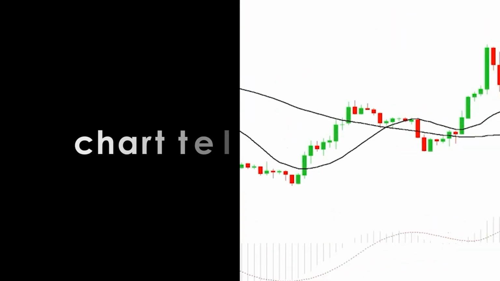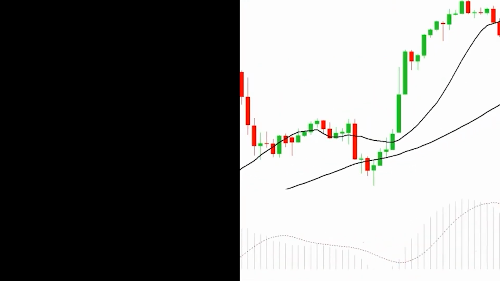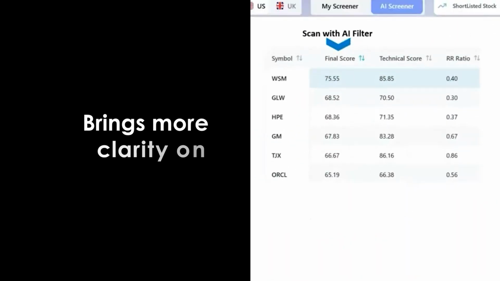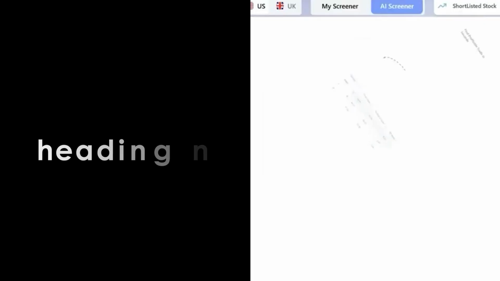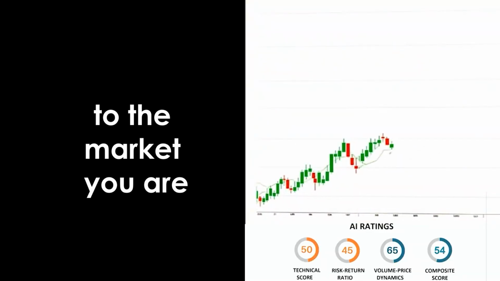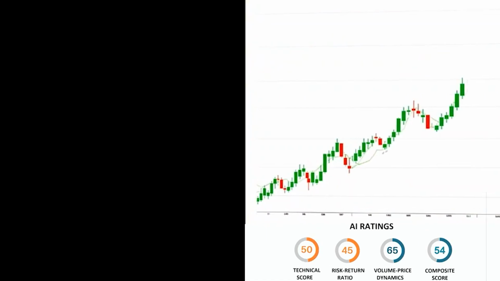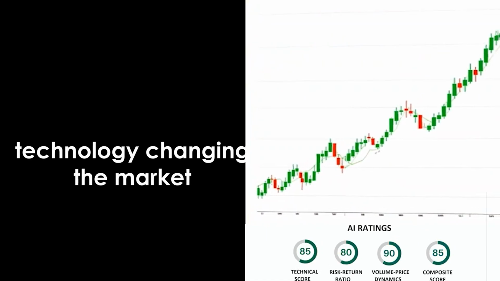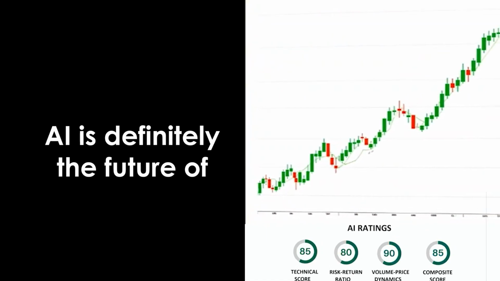Now you can see the chart tells you where the market is right now, but the AI stock screener brings more clarity on where it could be heading next. Combining both, you are not just reacting to the market, you are trading with insights and with more confidence. Technology is changing the market, and AI is definitely the future of trading.